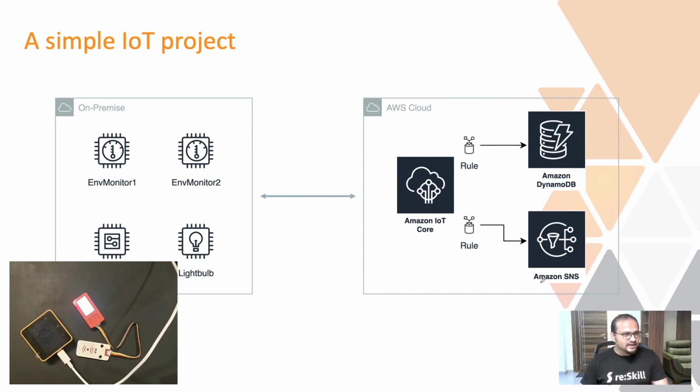Anyway, so these are 4 devices. Probably this should have given you a thorough understanding of how we create a device, how we configure those certificates in the device, and how we send data to IoT Core. And once the data comes to IoT Core, how can we have rules with which we will be able to store data in DynamoDB or Amazon SNS, stuff like that.